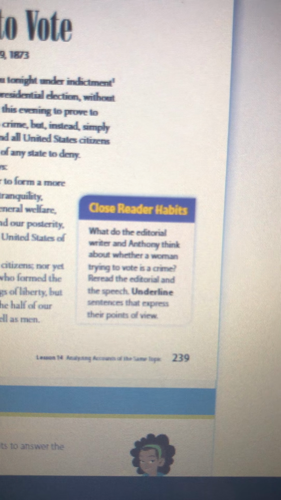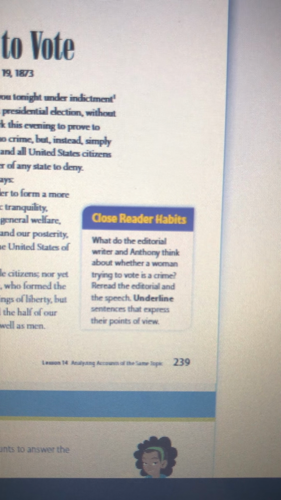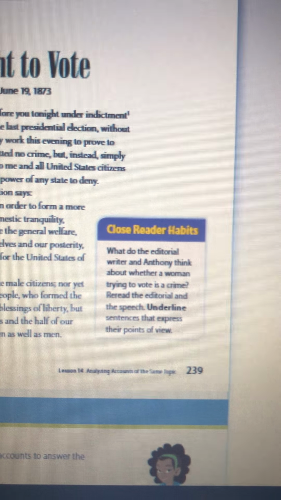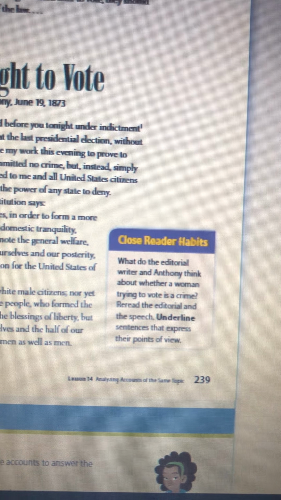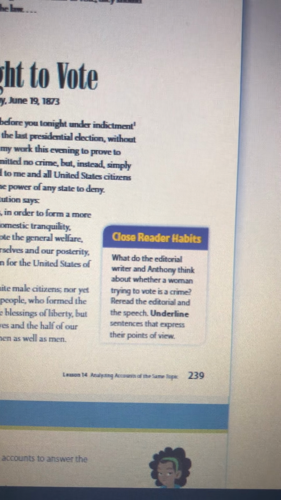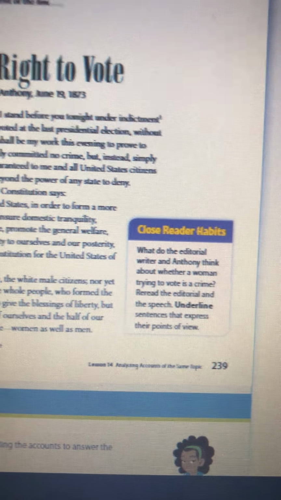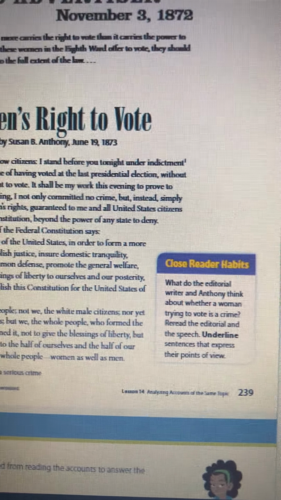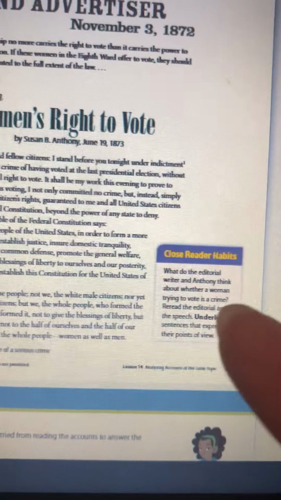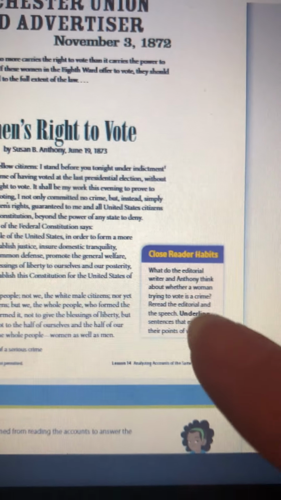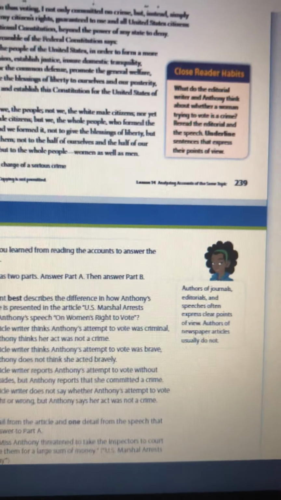What do the editorial writer and Anthony think about whether a woman trying to vote is a crime? Reread the editorial and the speech. Underline sentences that express their point of view. Remember, point of view is what someone thinks and feels about an event or a topic. Okay, so this event or topic, I'm assuming, is going to be something about voting and if that's a crime.